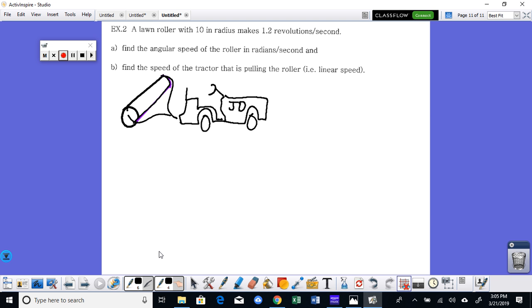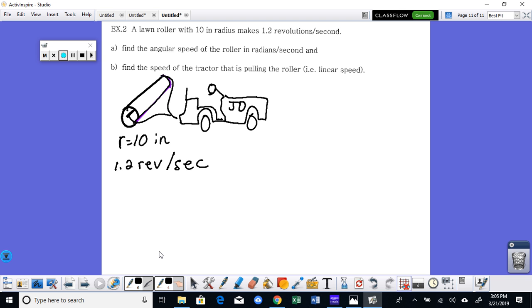It's a John Deere lawnmower. And we're going to pull this lawnmower. And what we know is that the roller has a 10-inch radius. So this radius here, r equals 10 inches. We know it makes 1.2 revolutions per second. What would theta be?